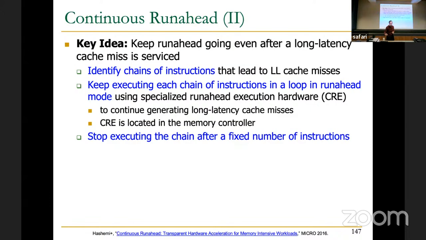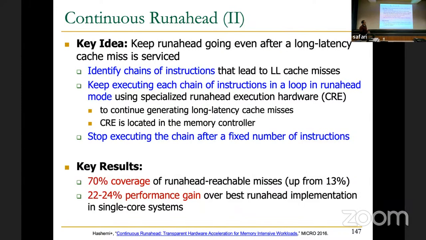And the key results are actually quite promising. You get 70% coverage of run-ahead reachable misses. And this is a lot, actually. This was higher than what we expected also, up from 13%. And you get a lot of performance improvement over the best run-ahead implementation in single core systems. And this best run-ahead implementation is actually not what I described as run-ahead, but what other people had built, called run-ahead buffer, in MICRO 2015. So it's better than what I just described earlier.